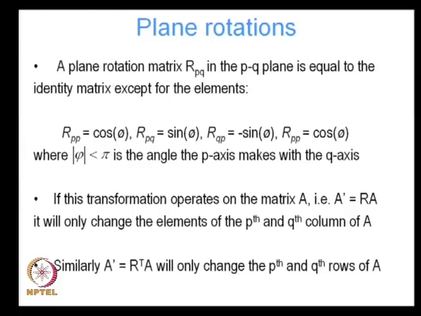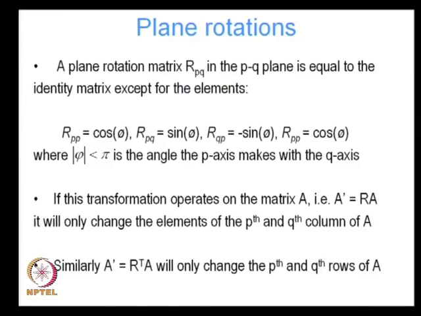So, I can choose my phi's. I am going to choose my phi's in each iteration with a target to annihilate a particular off diagonal term. And how am I going to choose which off diagonal term to annihilate? Well, the natural choice is to choose the off diagonal term which is largest. The largest off diagonal term I will try to annihilate.